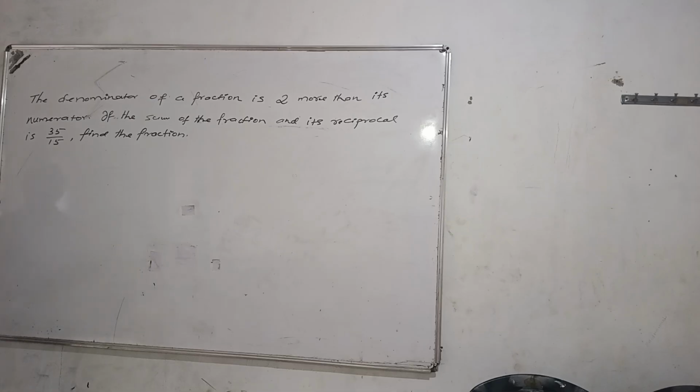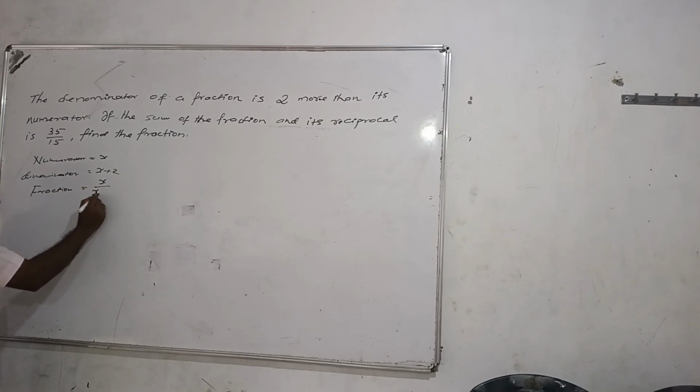So take numerator as x. Numerator equal to x. So denominator equal to x plus 2. That is 2 more than the numerator. If the sum of the fraction, so what is the fraction? Fraction is equal to x divided by x plus 2.